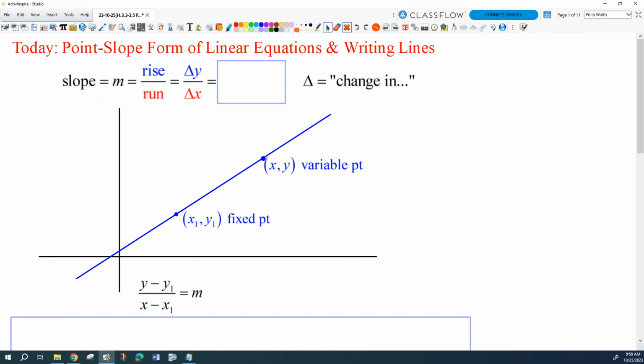So if I go from one point to another point, the rise is going to be how much the y's change, and the run is going to be how much the x coordinates change, right? So that's a good mathematical way of saying rise over run. And then if we want to get a little bit more specific, we can say something like that. Now, a lot of times we'll write slope a little bit differently. We'll say slope equals, you've probably seen this, right? y sub 2 minus y sub 1 over x sub 2 minus x sub 1.